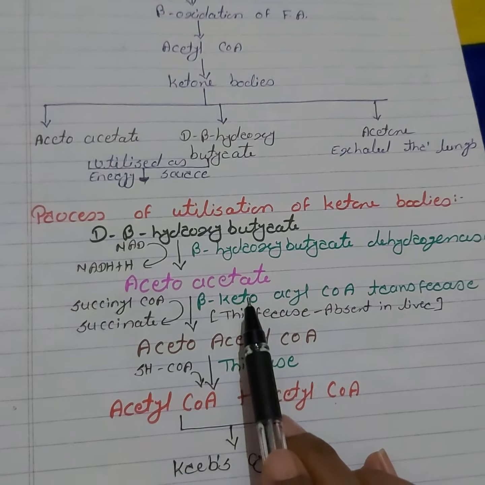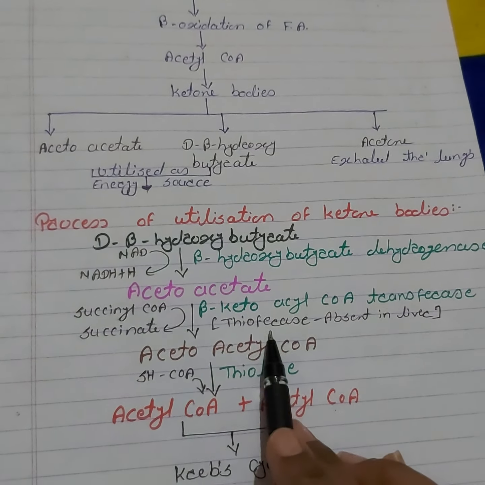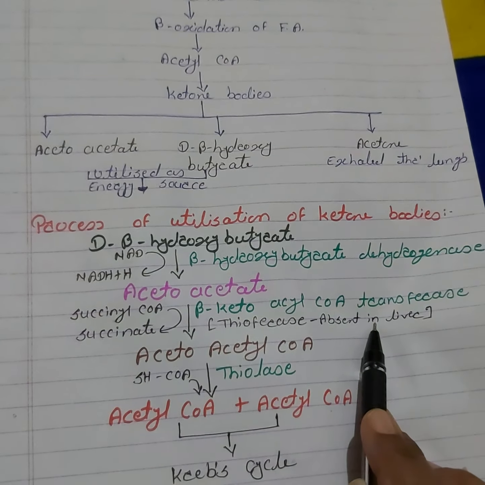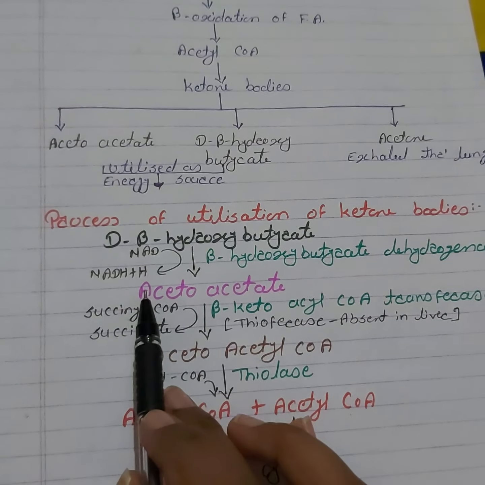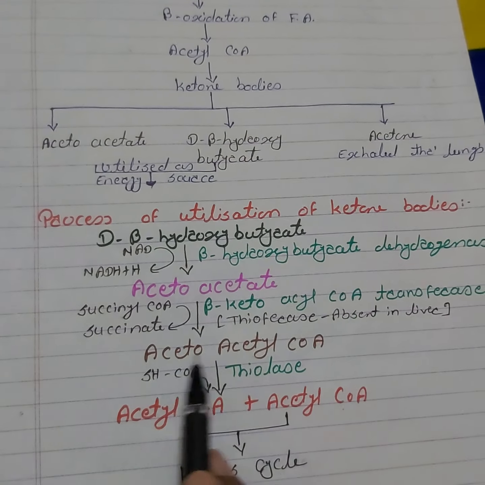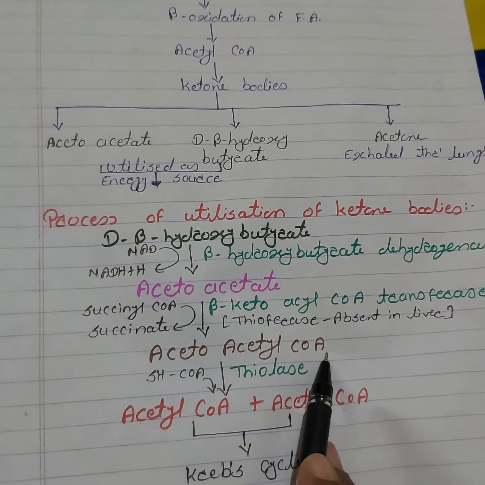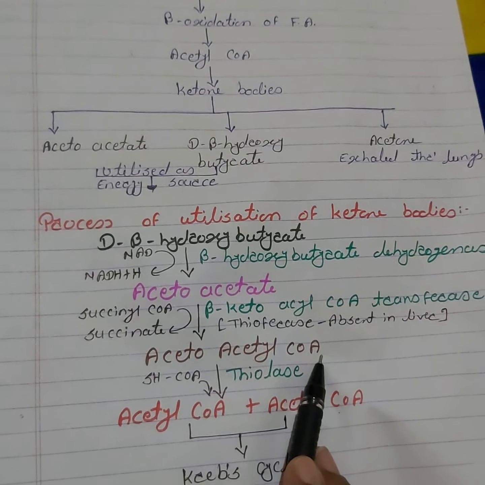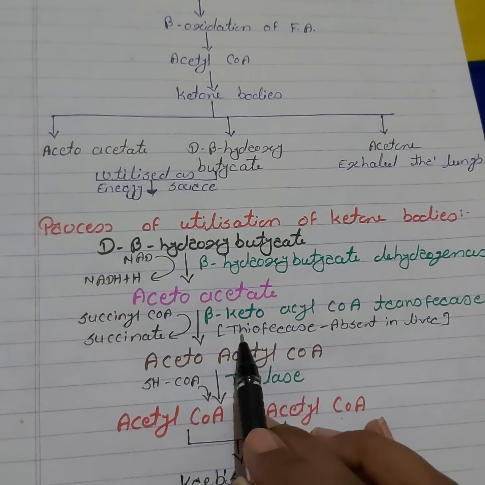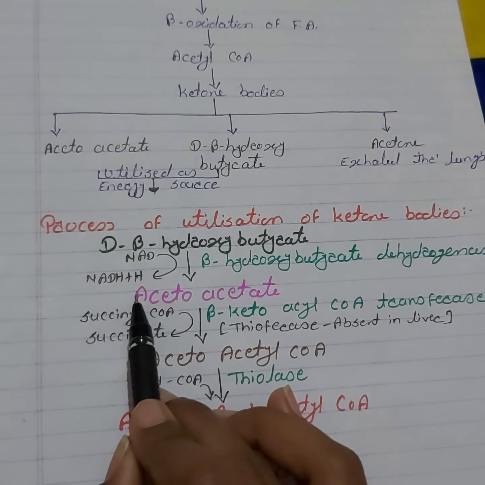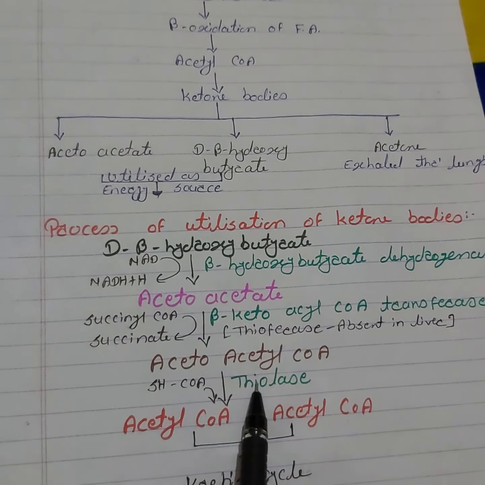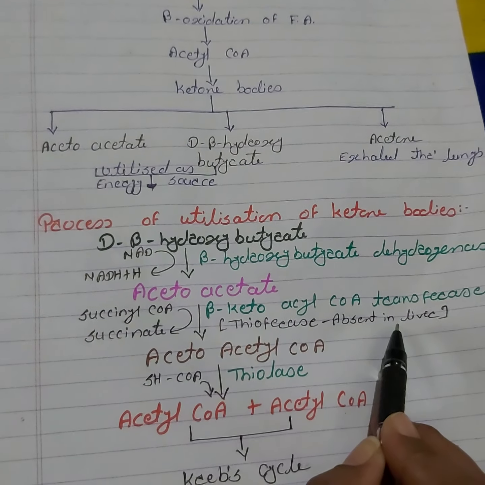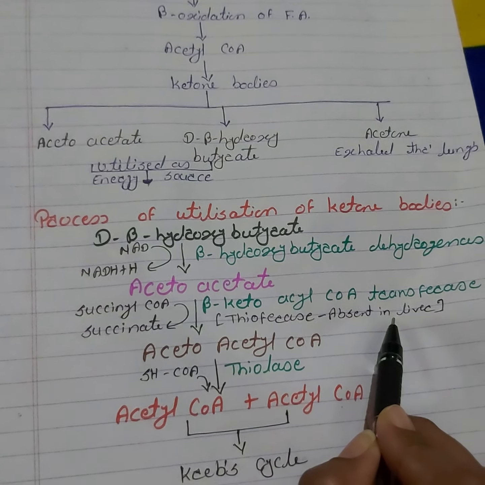This enzyme is also called thiophorase, which is absent in liver. Hence, we can say that the conversion of acetoacetate into acetoacetyl-CoA cannot occur inside the liver. Hence, ketone bodies cannot be utilized in the liver. Why? Because the enzyme which is responsible for conversion of acetoacetate into acetoacetyl-CoA is absent in liver. That's why the utilization of ketone body cannot be observed in liver.